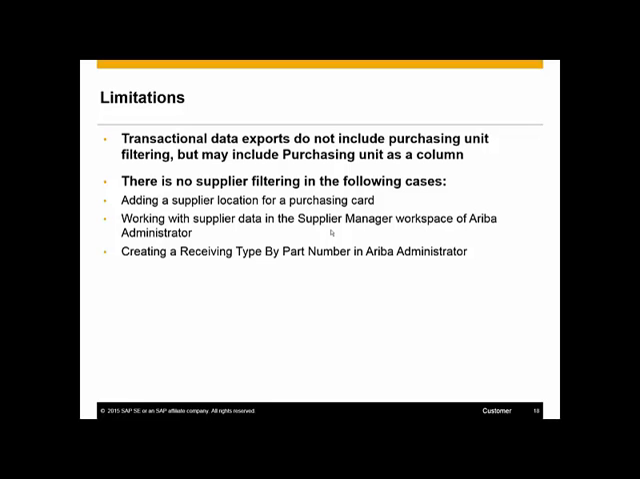Finally, earlier we did touch upon supplier filtering, and we saw an example of how suppliers can be limited based on PU. But there is no supplier filtering for a few cases. First of all, if we are using purchasing cards in our implementation. Purchasing cards are an optional feature, and normally they are tied to a supplier location. It is also possible to have individual purchasing cards, but when we're tying one to a supplier location, which is called a ghost P card, we cannot filter based on PU.